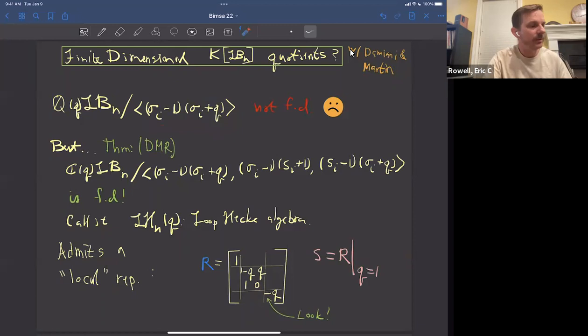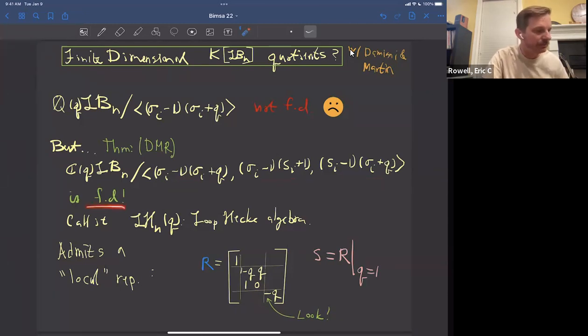However, we were able to prove that if you throw in the Hecke relation, together with two other relations that look kind of like the Hecke, but now they're mixed, you see? There's s's and sigmas showing up. It turns out this is finite dimensional. In some ways it's kind of luck, but in fact, we had some hint as to why these are the right relations, which I won't go into today.